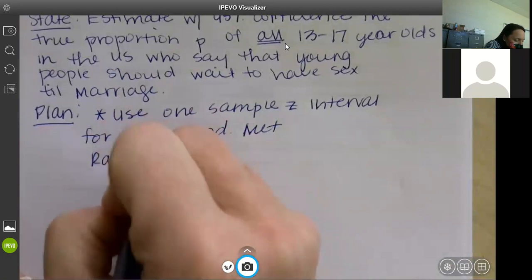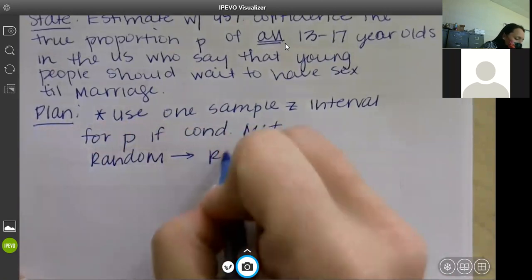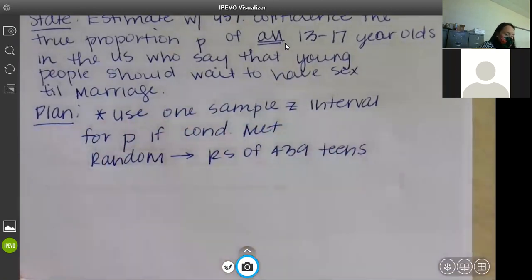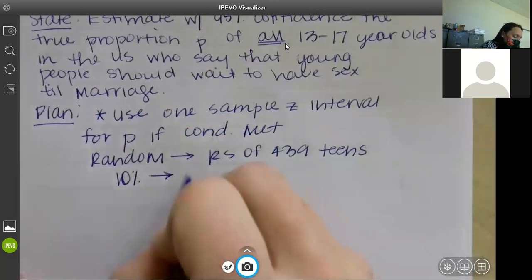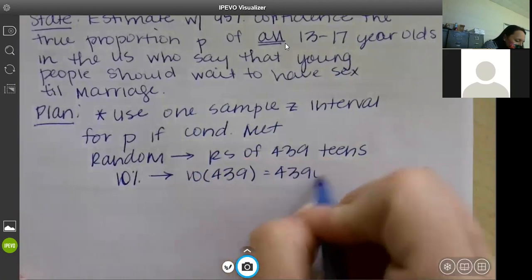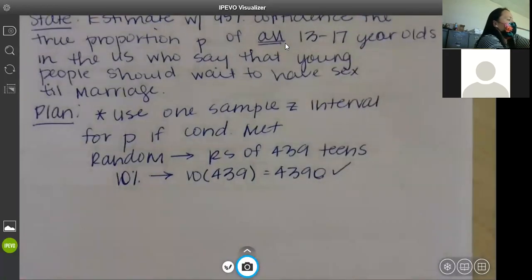First one is random. Is this random? Why? Random sample of 439 teens. What's the next one we check? How do we check the 10%? 10 times your N, which was 439. Do you think that there are more than 4,390 13 to 17-year-olds in the U.S.? Yes. Sorry, y'all.